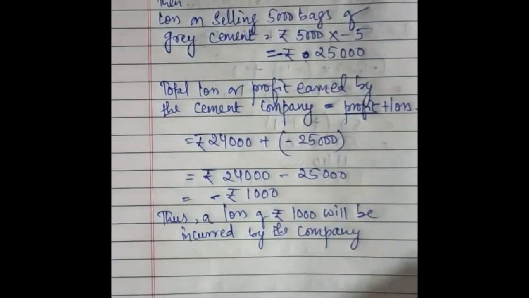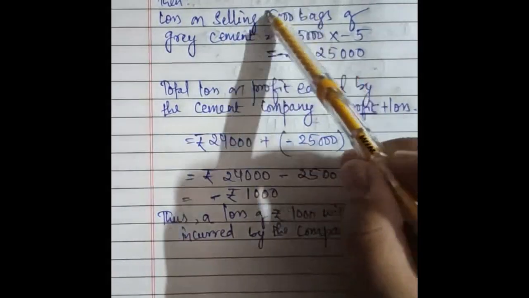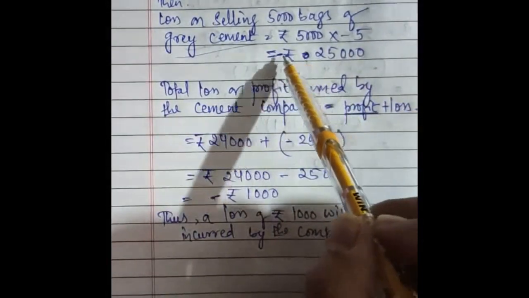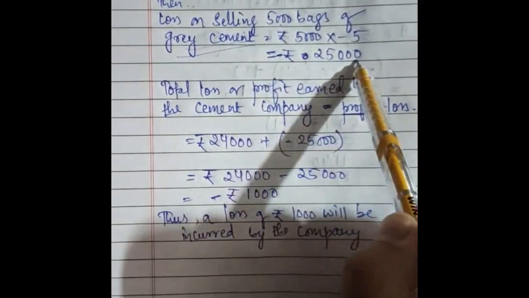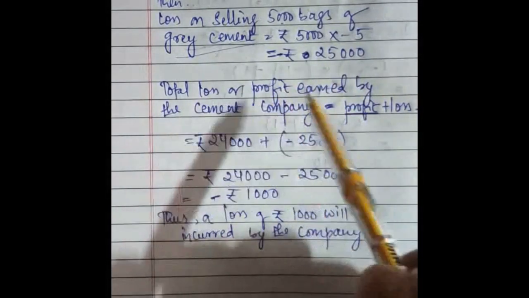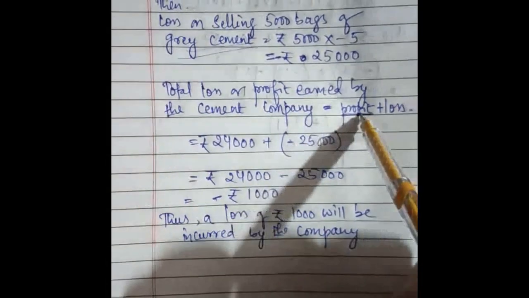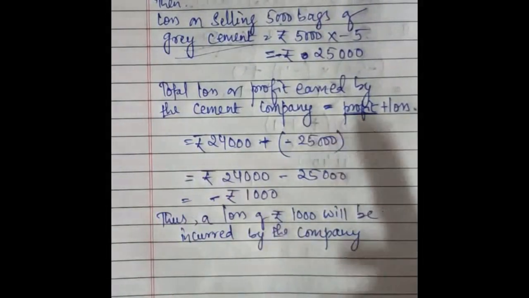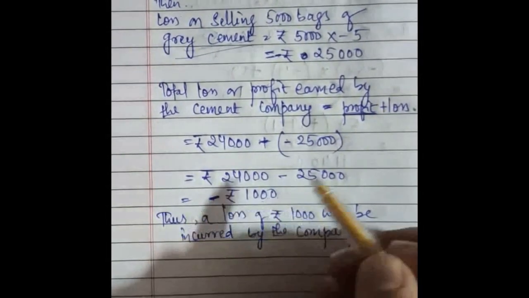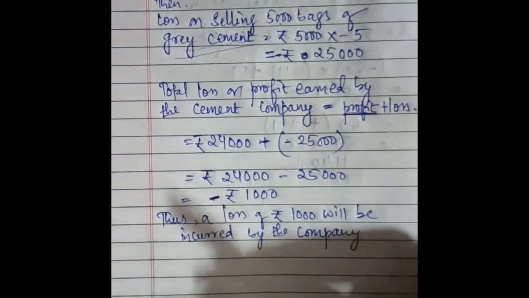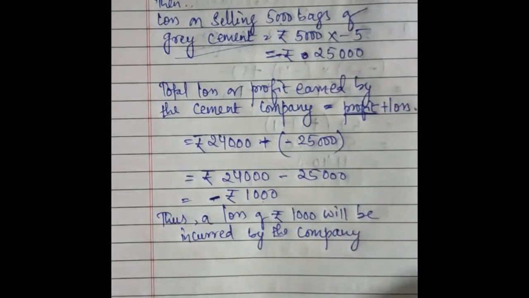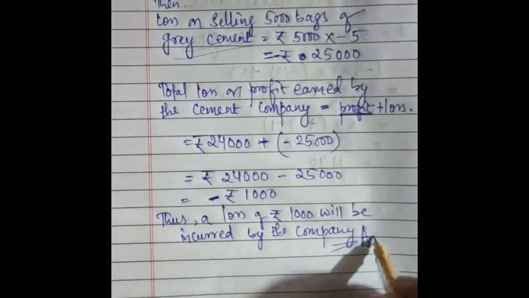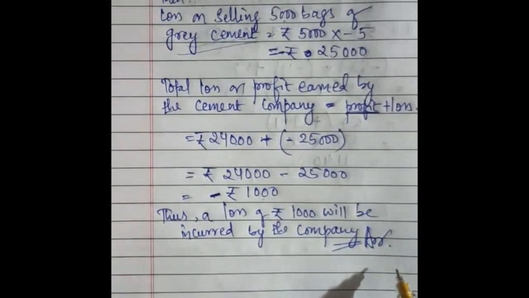So now I hope you have understood. They are facing a loss because they are selling 5,000 bags of grey cement, which was on loss, right? So 5,000 into 5 is minus 25,000. Now we have to find whether the cement company has faced a loss or a profit. So this is the formula. First of all, we calculated the profit, then the loss, plus, because we are calculating the total loss or profit. The value came in minus after calculating it, and minus indicates the loss. So we can write a loss of rupees 1,000 will be incurred by the company, or faced by the company. So this is your answer.